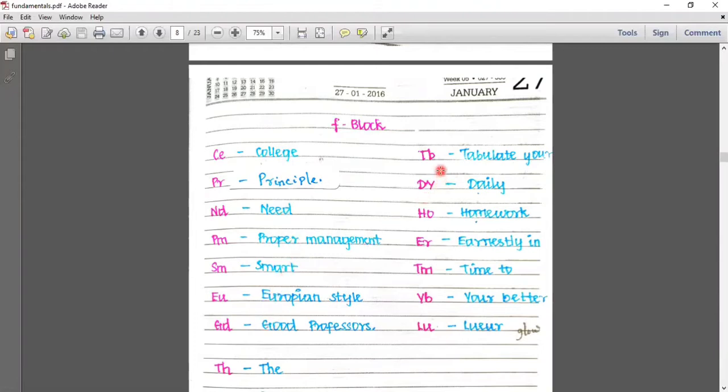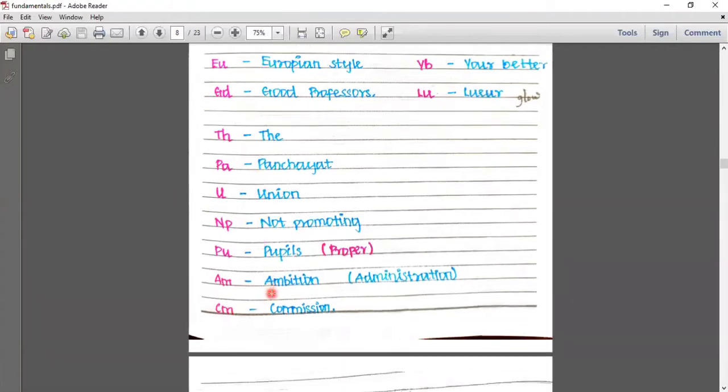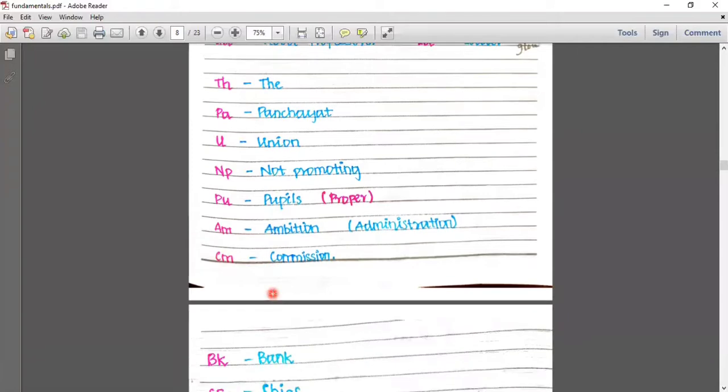Then terbium, dysprosium, holmium, erbium, thulium, ytterbium, lutetium. "Tabulate your daily homework earnestly in time to your better lawyer." That is glow, bright glow. Next, thorium, that is 5f orbitals: thorium, protactinium, uranium, neptunium, plutonium, americium, curium. "The Panchayat Union not promoting pupils' ambition commission."